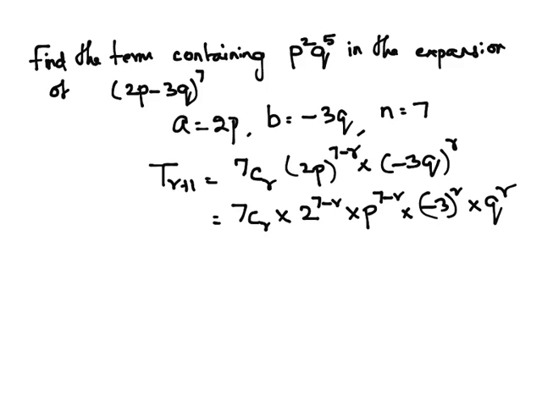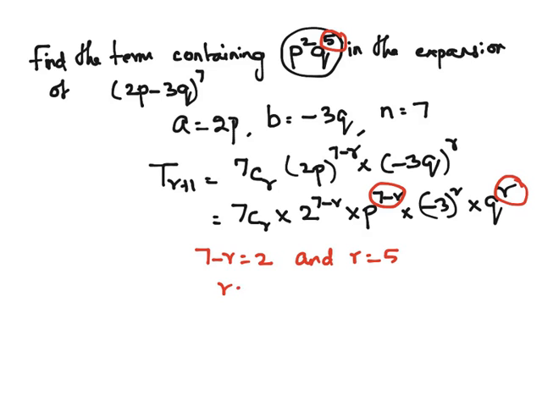Now if you look, I need p squared q power 5. So what it means is this 7 minus r should be equal to 2, isn't it? 7 minus r equal to 2, and this r should be equal to 5. So r equals 5 in both cases. Since the r values are the same here and here, you will definitely get a term containing p squared q power 5. r equal to 5 means the sixth term.